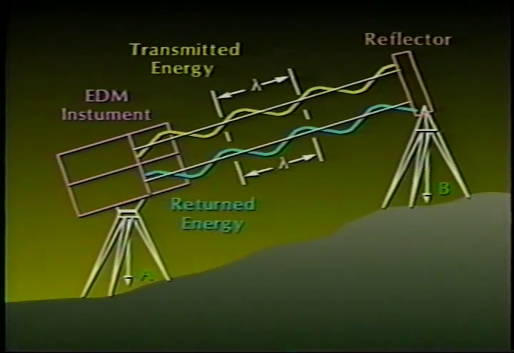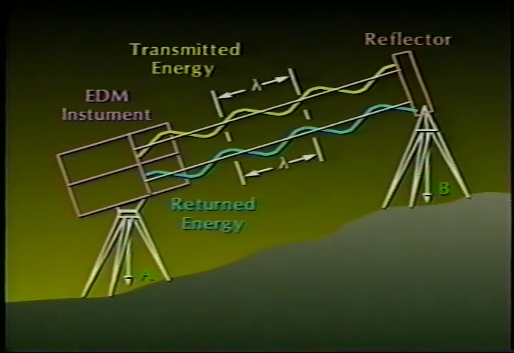transmits to point B a carrier signal of electromagnetic energy, usually infrared light on modern EDMs, on which a reference frequency has been superimposed or modulated. The signal is returned from B to the EDM, so its travel path is double the slope distance of A to B. This modulated electromagnetic energy is represented by a series of sine waves, each having the wavelength lambda.